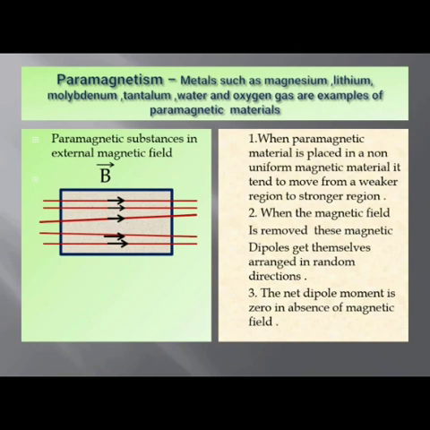When paramagnetic material is placed in a non-uniform magnetic field, it tends to move from a weaker region to a stronger region. When the magnetic field is removed, these magnetic dipoles arrange themselves in random directions. The net dipole moment is zero in the absence of the magnetic field.